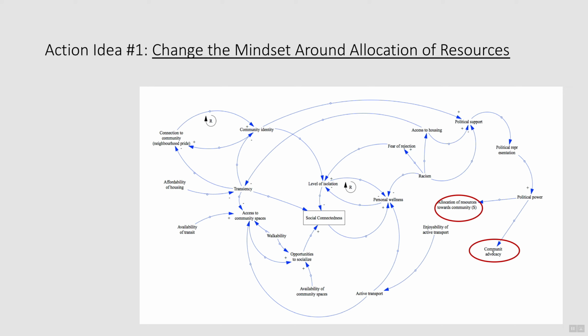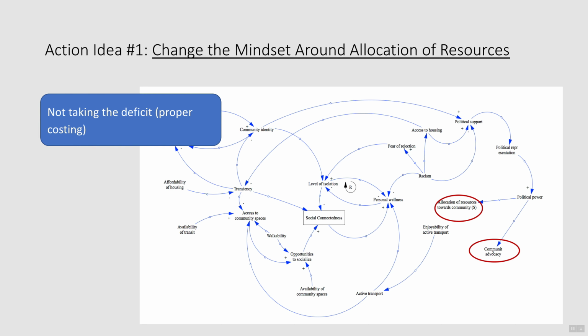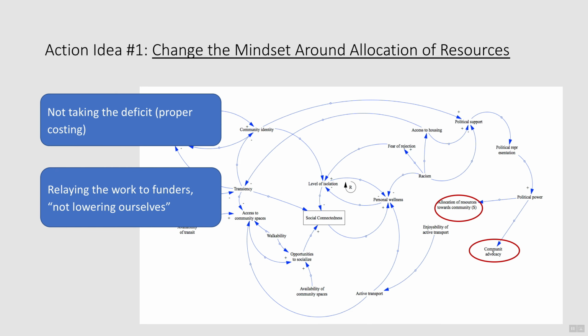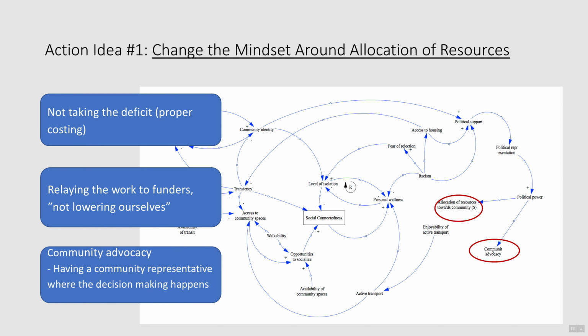The participants explained how it is important to change the mindset around funding, including not taking the deficit, meaning proper costing, and relaying work to funders or not lowering themselves. This was also related to community advocacy and making sure that they have a community representative where the decision making was happening.